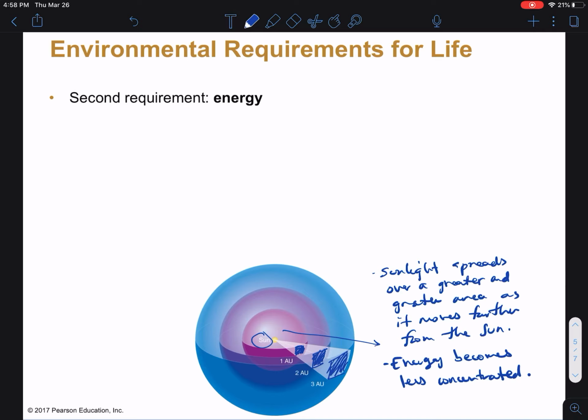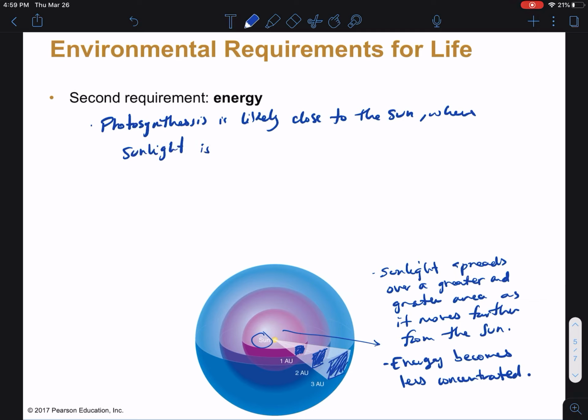What does this mean in terms of life? Well, remember photosynthesis. Photosynthesis is likely close to the sun, where sunlight is intense. Places like Earth, we have lots of photosynthesis here. Phytoplankton in the ocean, grasses and trees on land, these things all provide nutrients. Higher and higher up in the food chain, the sun is really the dominant source of energy for all life on Earth.